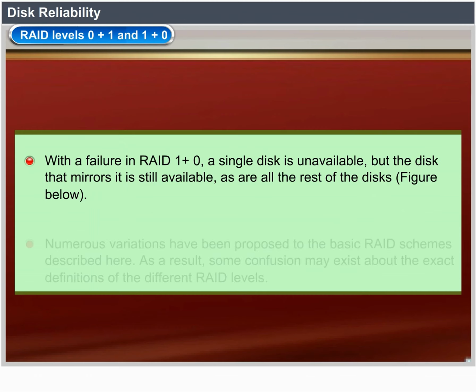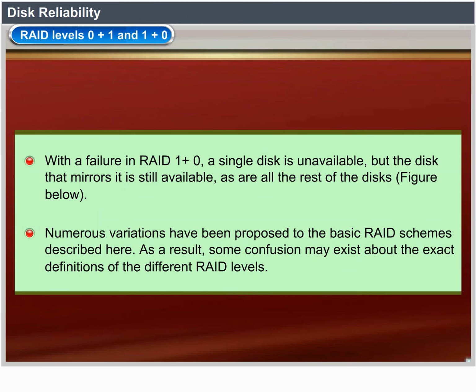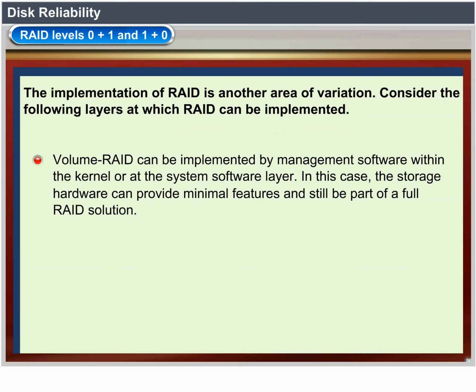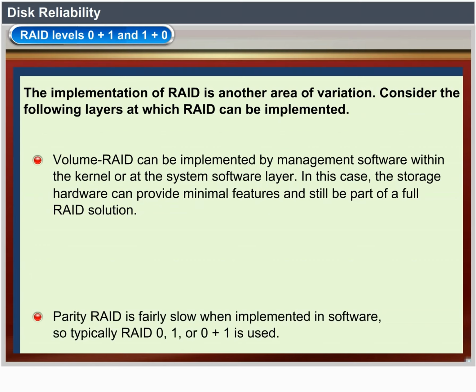Numerous variations have been proposed to the basic RAID schemes described here. As a result, some confusion may exist about the exact definitions of the different RAID levels. The implementation of RAID is another area of variation. Consider the following layers at which RAID can be implemented. Volume management software can implement RAID within the kernel or at the system software layer. In this case, the storage hardware can provide minimal features and still be part of a full RAID solution. Parity RAID is fairly slow when implemented in software, so typically RAID 0, 1, or 0+1 is used.